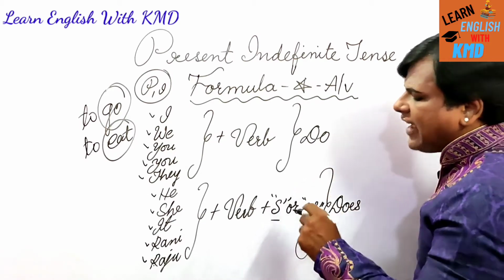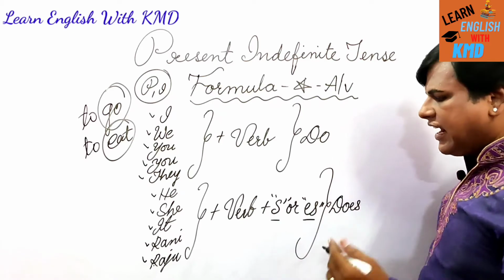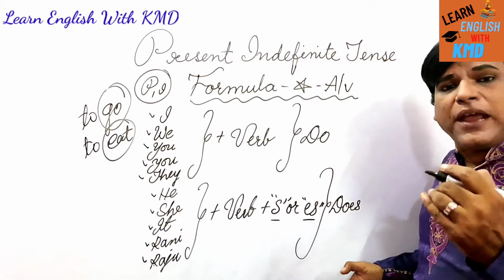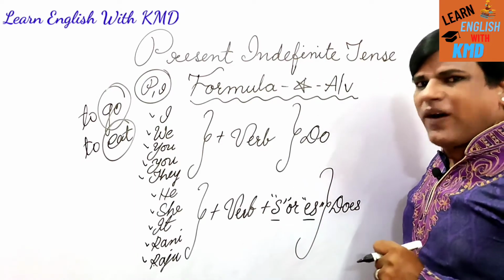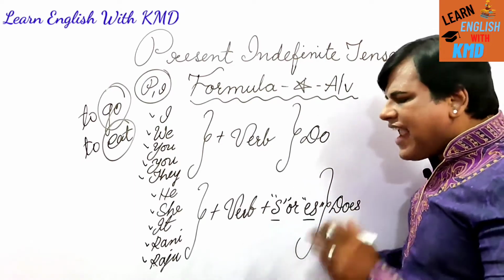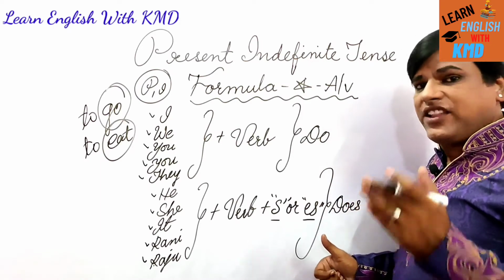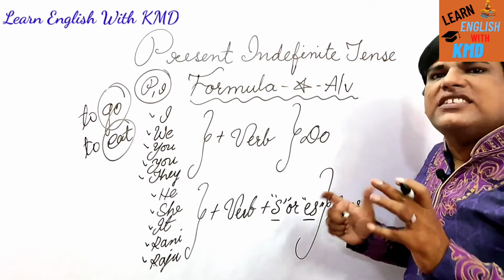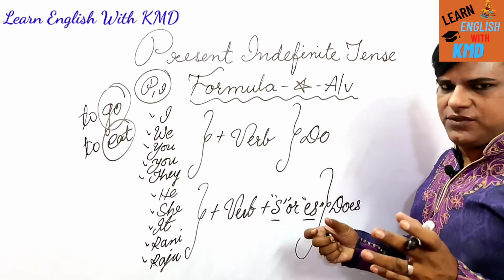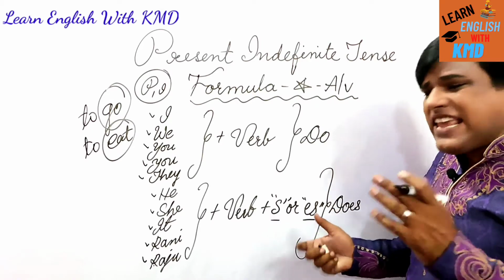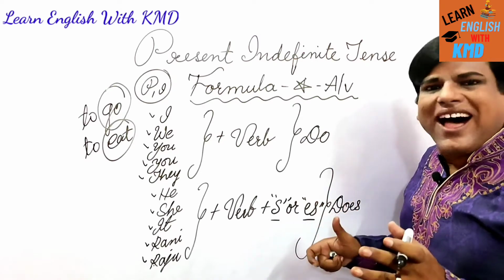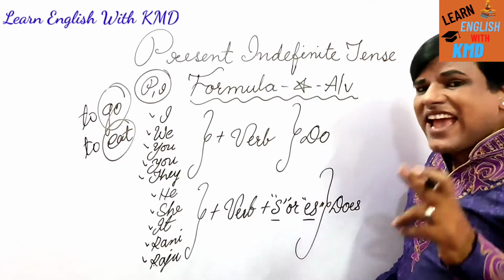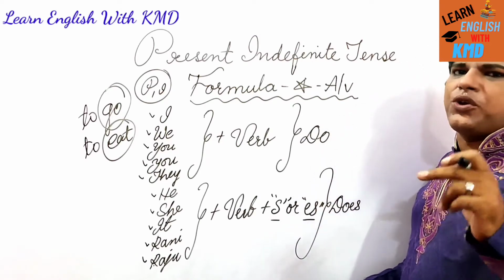Moving on to the second category comprising third person singular, the helping verb is does. Does he go to college? Yes, the question is, does he go to college? Yes, he goes to college. And the negative answer is, no, he doesn't go to college. Does she go to college? Yes, she goes to college. No, she doesn't go to college. Do you go to college? Yes, I go to college. No, I don't go to college.